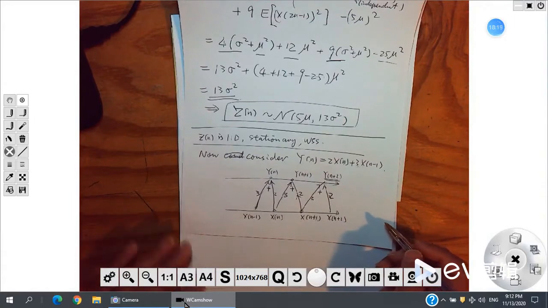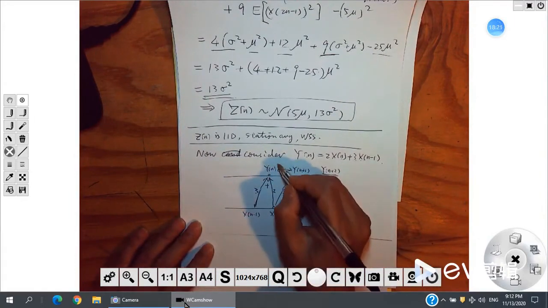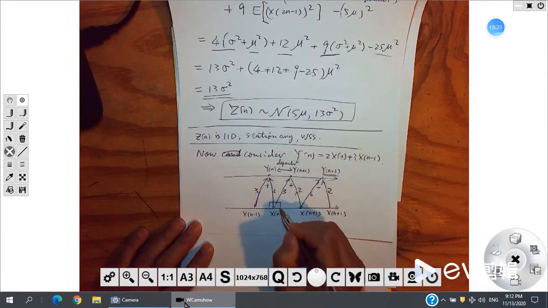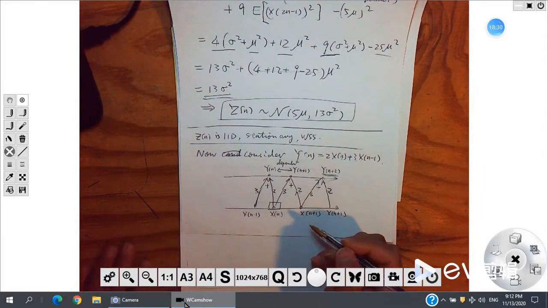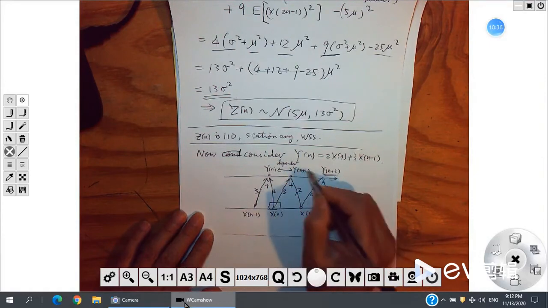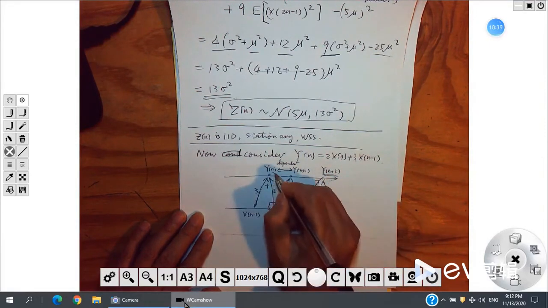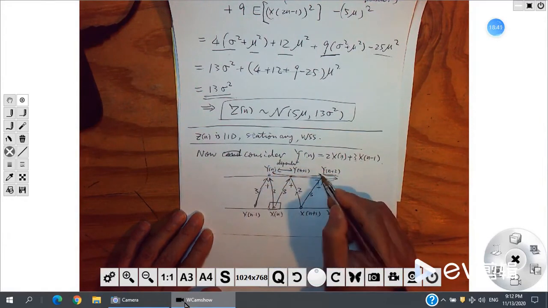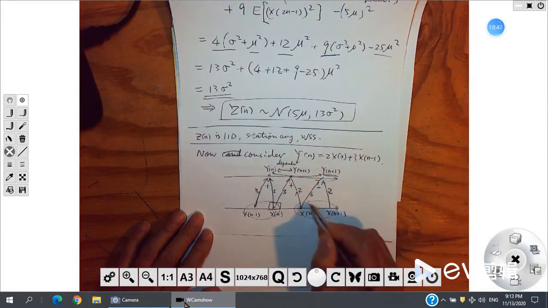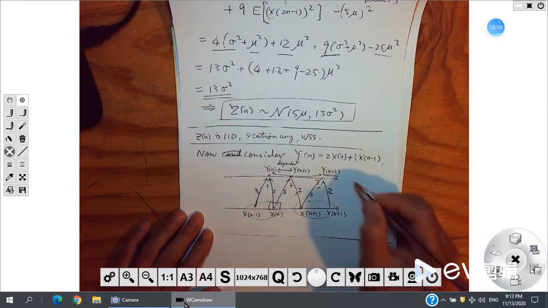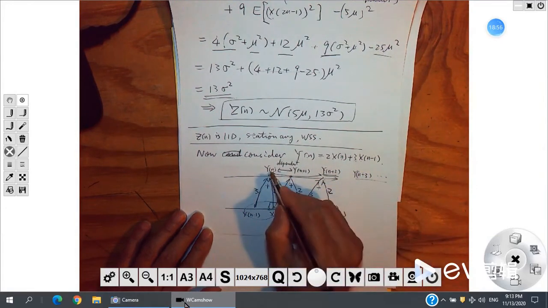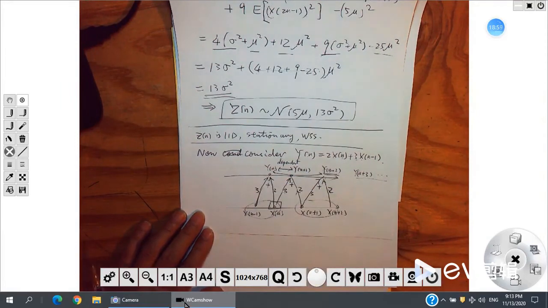You see, these two are dependent. They have a common part, so they are not independent. Similarly, these two also have some kind of relation. They are not independent. But these two are independent, right? Y of n is combined from these two, and Y of n plus 2 is combined from these two. If you consider more, like Y of n plus 3 and so on, all of them are independent of Y of n.